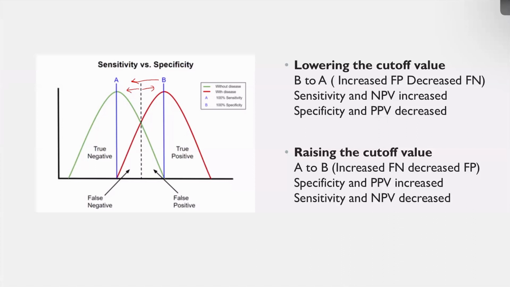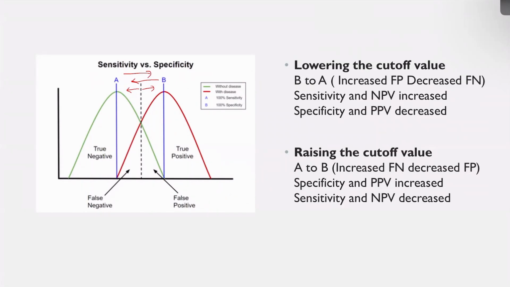But if you raise the cutoff value, for example, if you're moving A towards B, what will happen? False negative will increase and false positive will decrease. So specificity and positive predictive value will increase. On the other hand, sensitivity and negative predictive value will decrease.